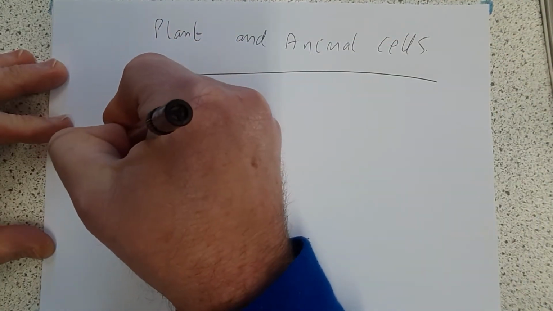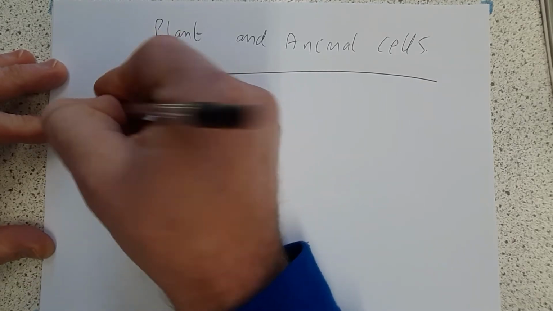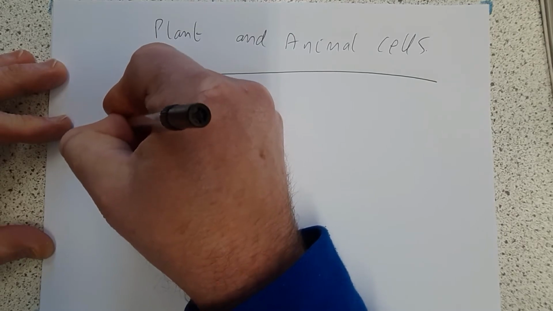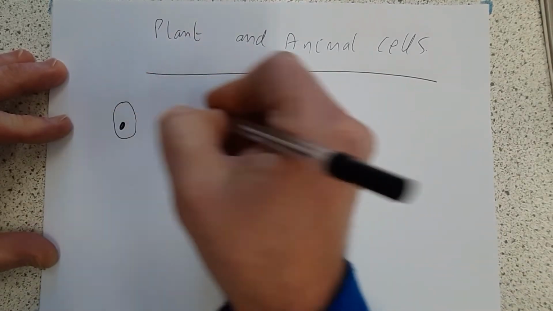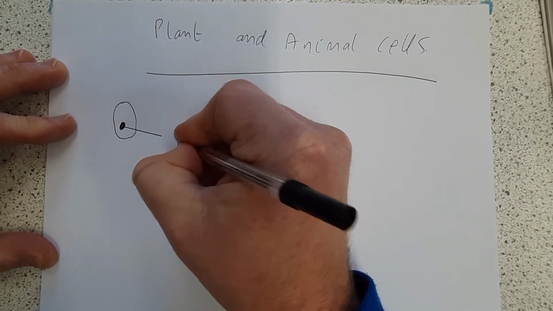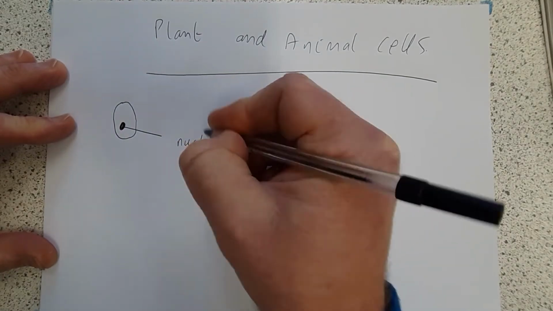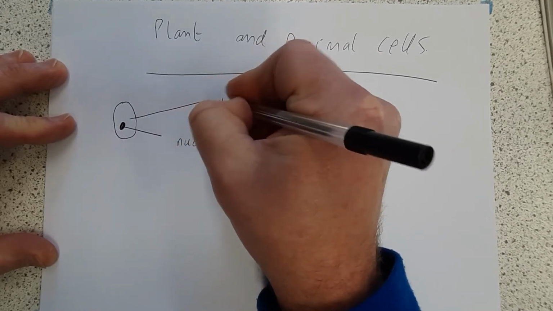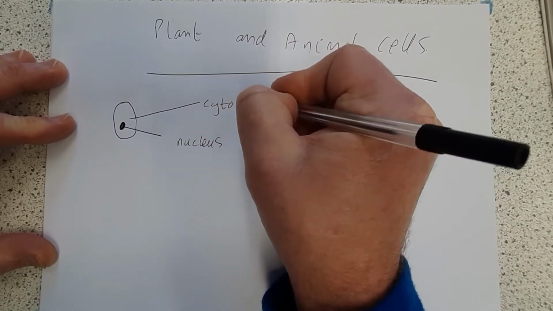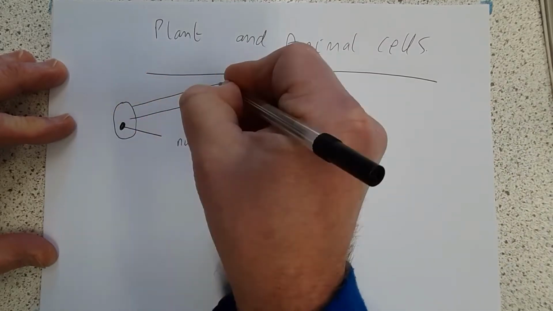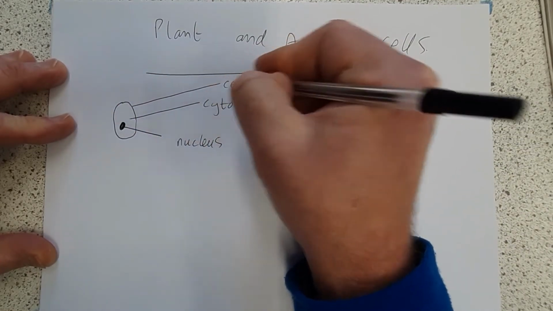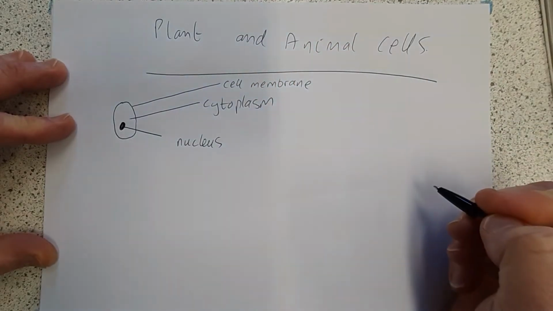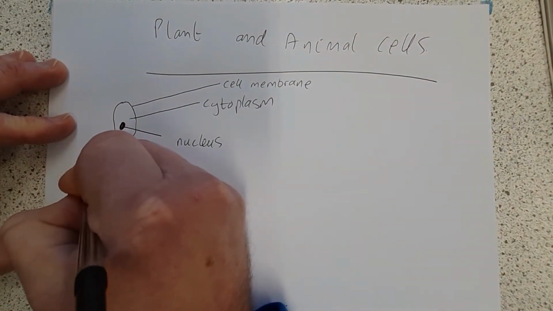And an animal cell you can think of as a bag, like a little plastic bag, with a ball in it. And you've got three parts to this. You've got the ball in the middle, which we call a nucleus. You've got this jelly bit here, which we call cytoplasm, and you've got the bag around the outside, which we call a cell membrane.